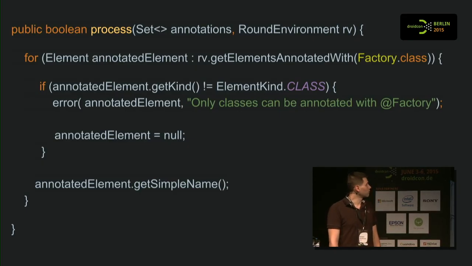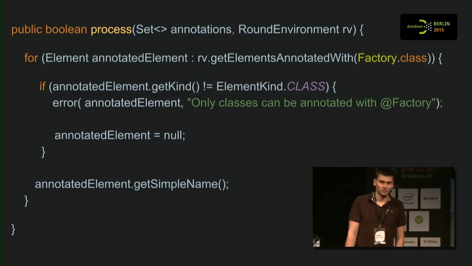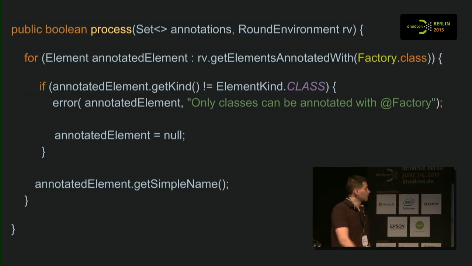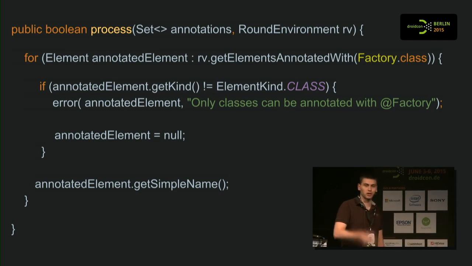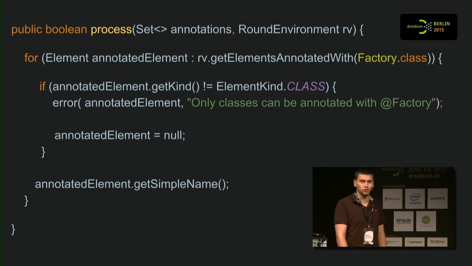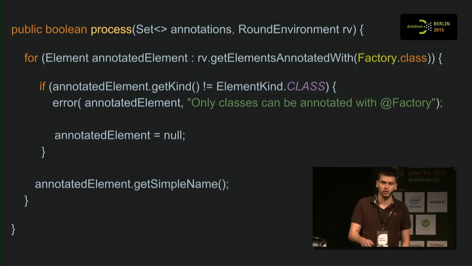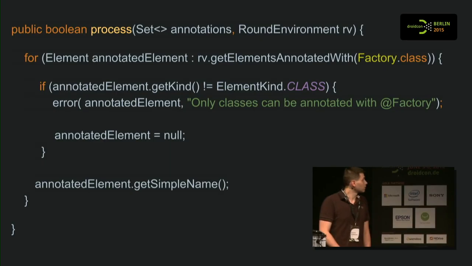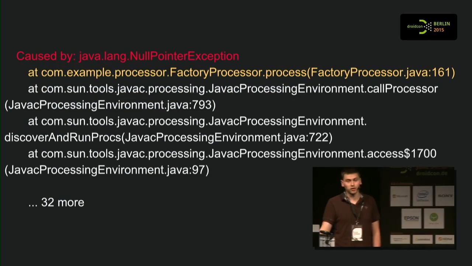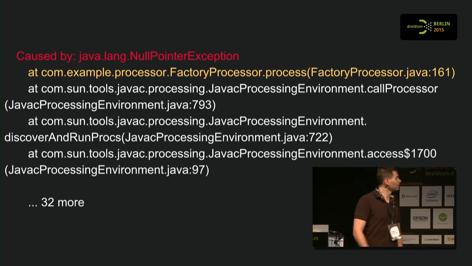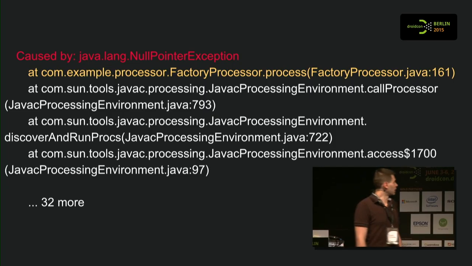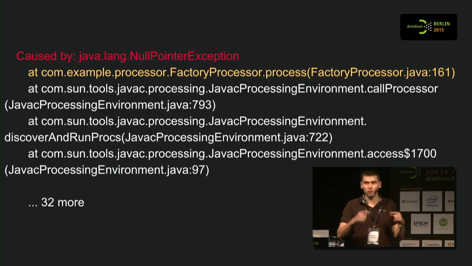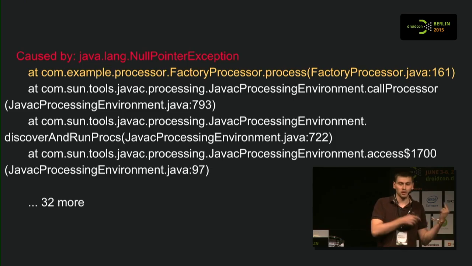So what if I do something silly like that? I set it to null in this if statement, and now I pack it into a jar and put it into my Android project, and I use the @Factory annotation on our interface. So what will happen? Null pointer exception. Whoa, what's that? There's a lot of stack trace and so on, and it really took some time to figure out where exactly the problem is. And what was the problem?